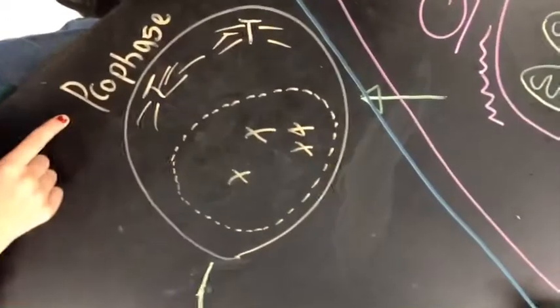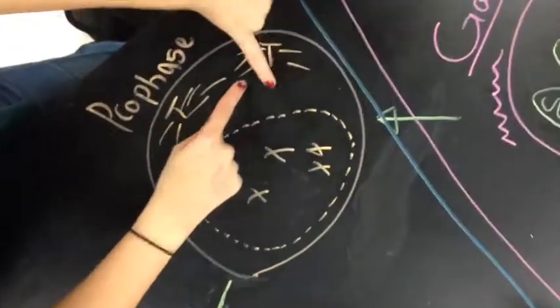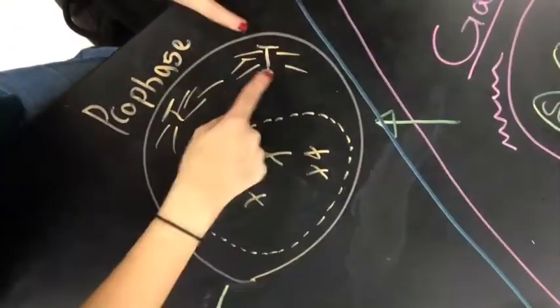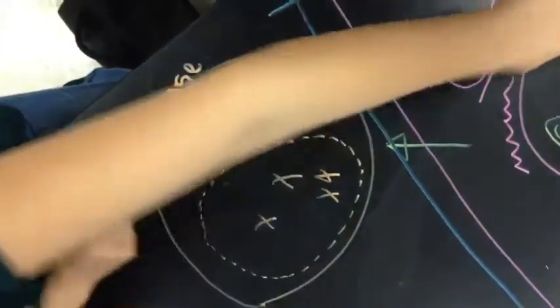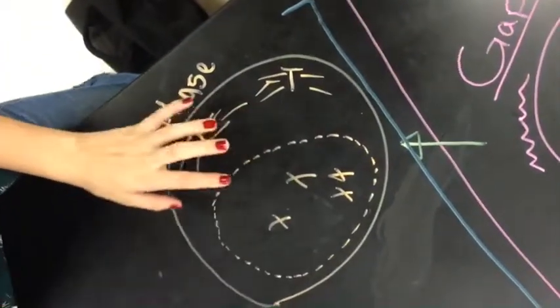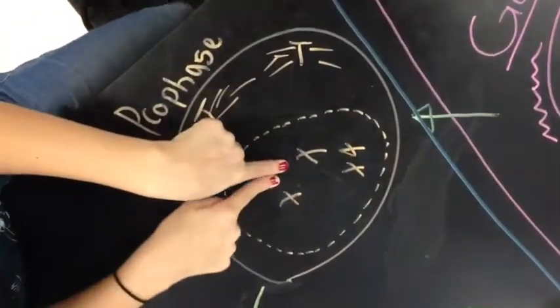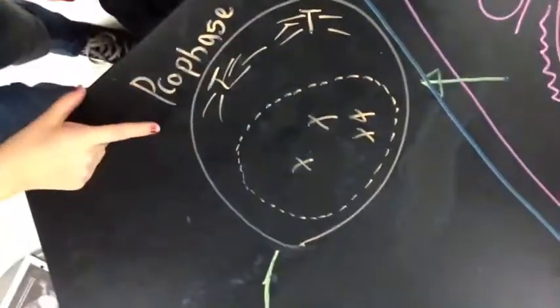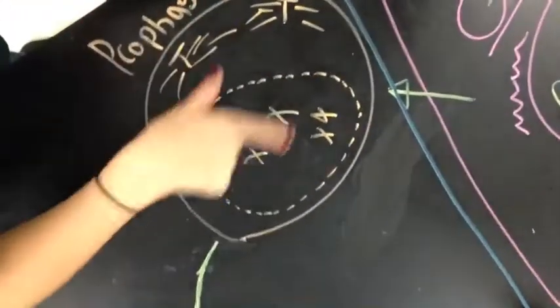In prophase, there are 2 centrioles which start to move to opposite sides with the spindle fibers forming, and then the DNA gets tightly coiled by histones to form chromosomes, and the nuclear membrane starts to kind of deform.